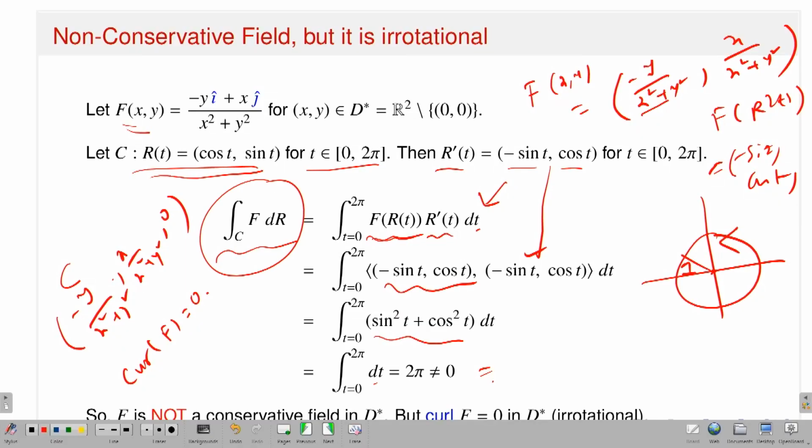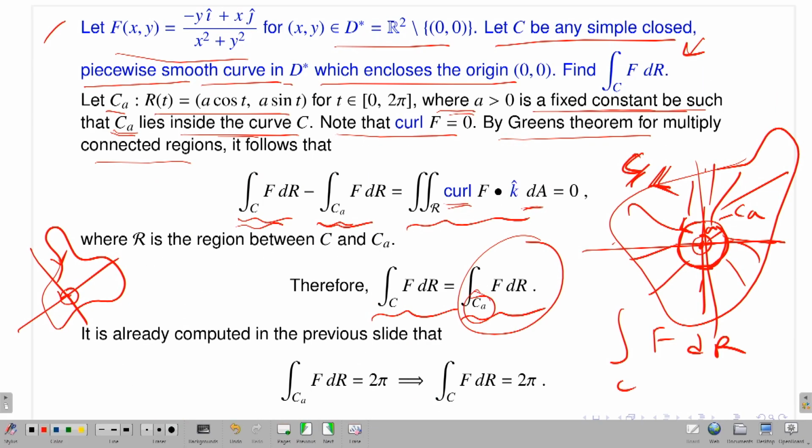Look, this is my circle centered at 0 with radius 1, and what is the corresponding vector line integral? This is actually 2 pi. So the same thing holds if I consider a circle centered at 0 with radius a. It doesn't matter which radius I am talking about, it could be 1, 2, whatever it is.